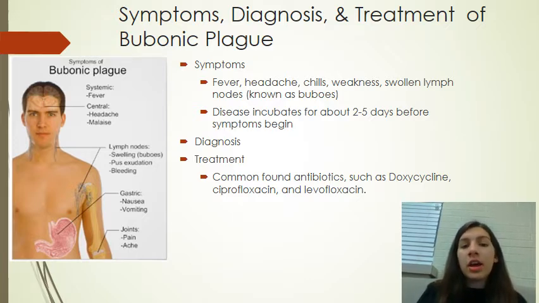And for treatment, commonly found antibiotics such as doxycycline, ciprofloxacin, and levofloxacin make it very easy to cure the disease compared to back then when there were no antibiotics. However, there must be an early diagnosis for the disease to be prevented, because bubonic plague works pretty fast and it is fatal, so it must be diagnosed early to prevent death.